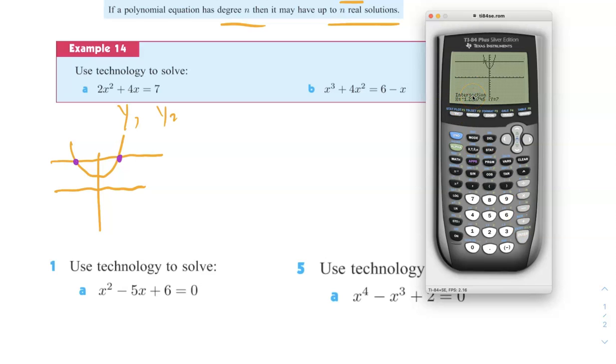Now, most of the time in IB, it's 3 sig figs. So keep in mind the intersection is the x value. When does it intersect? So we're going to do 3 sig figs here. For this one, that is x equals negative 1.22.